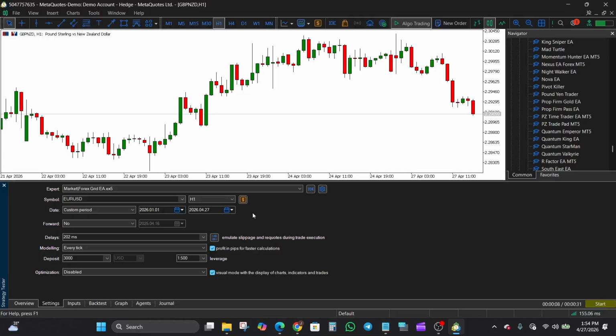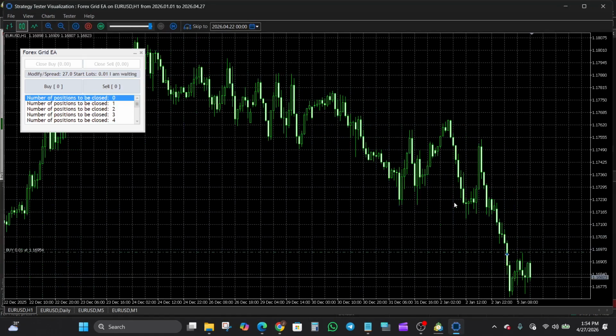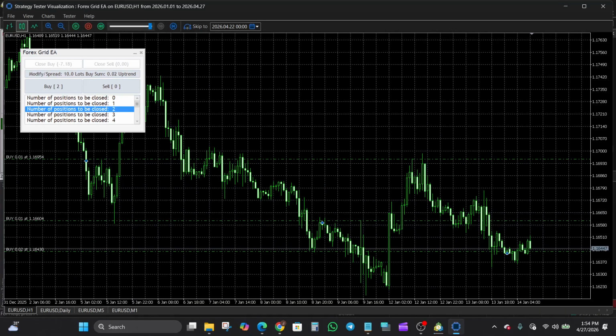Although I would still recommend that you test over a longer period of time, not just 4 months. So let's go ahead and start the backtest. Let me pause this here. You can already see the first setup. A few trades have already been executed. You can see the first trade was executed here.